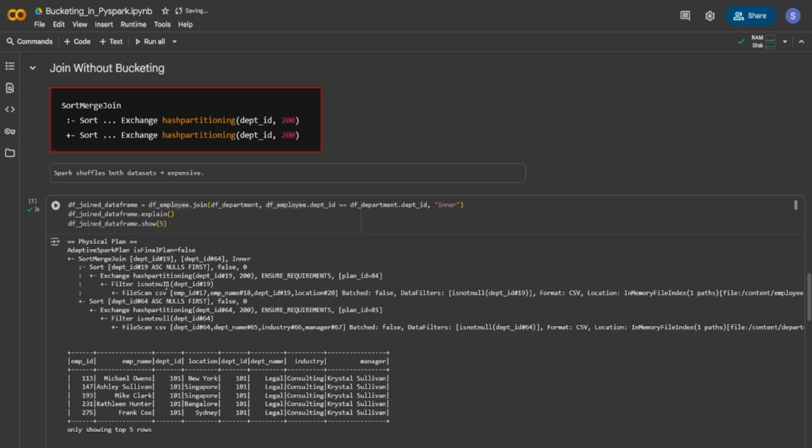Look at the lines starting with exchange hash partitioning. So Spark is performing a sort merge join. For this to work, it must ensure that all the rows with the same department ID are on the same worker node. This is achieved by the exchange operation, which is a massive network-intensive data shuffle across the cluster. It is followed by a sort operation to prepare the data for the merge phase. This shuffle and sort is the most expensive part of the join.